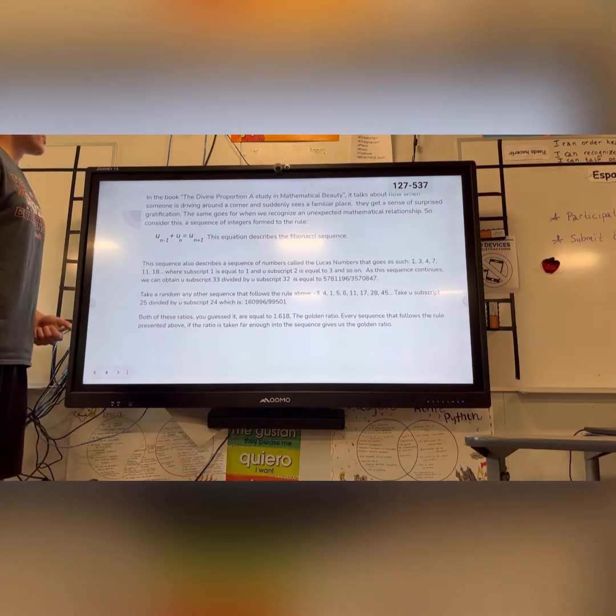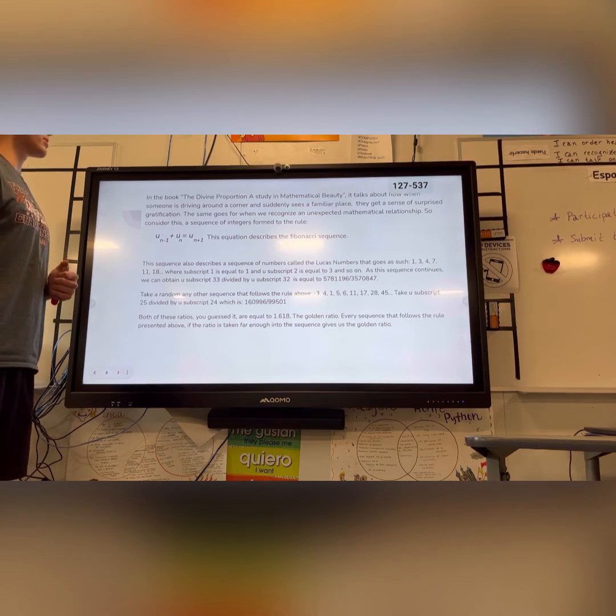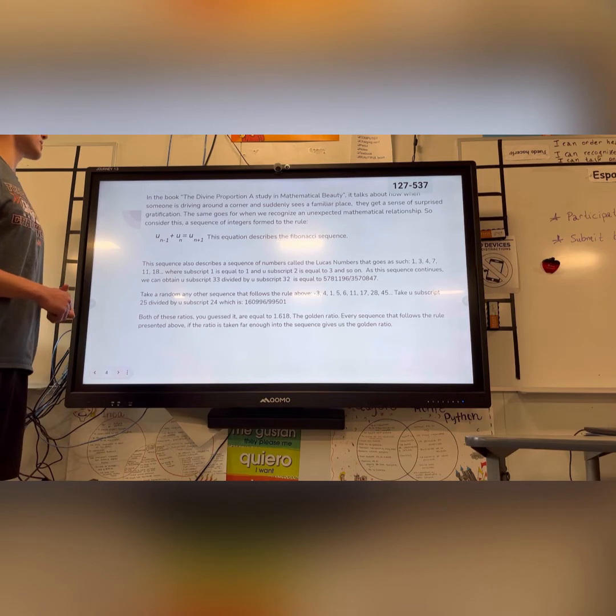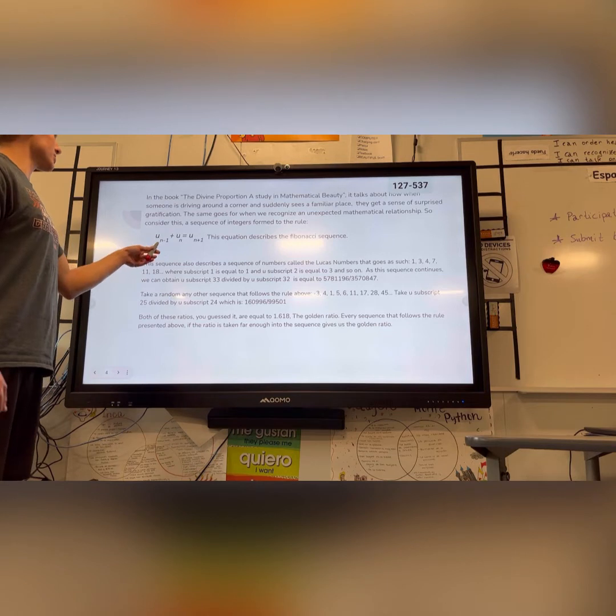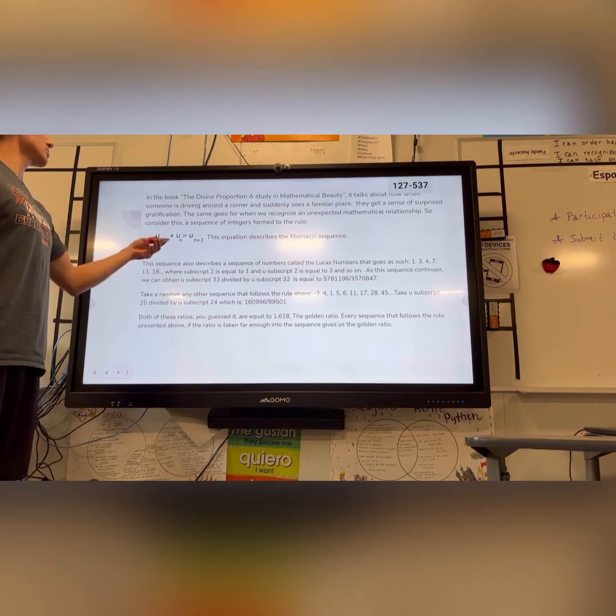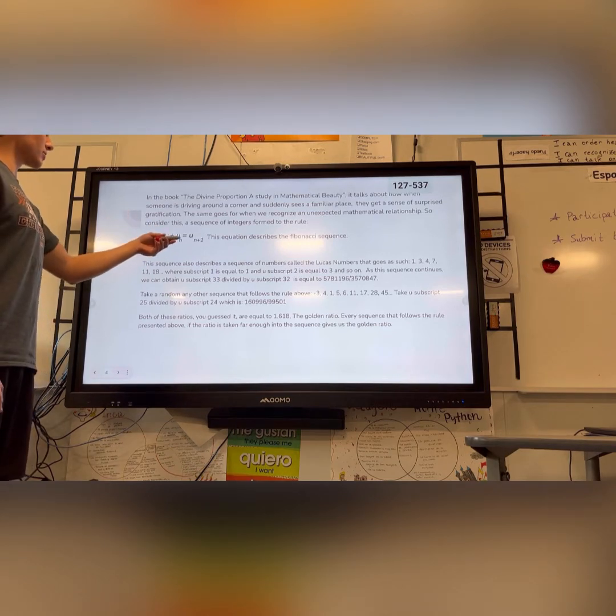The book The Divine Proportion: Studying Mathematical Beauty talks about how when someone is driving around a corner and suddenly sees a familiar place, they get a sense of surprise gratification. The same goes for when we recognize an unexpected mathematical relationship. So consider this: a sequence of integers formed by the rule. This is basically just the rule of the Fibonacci sequence. That's how we get the number 1.618.